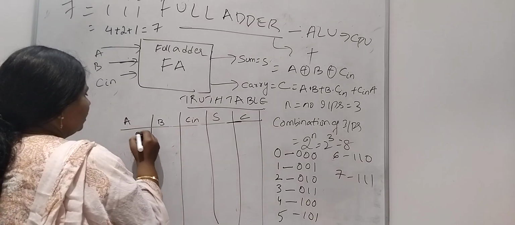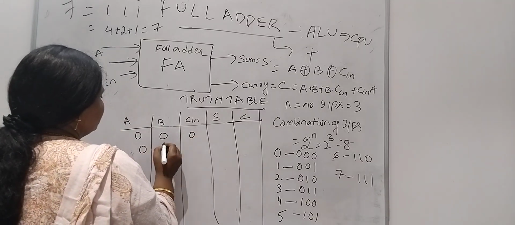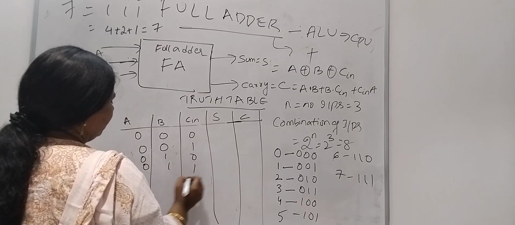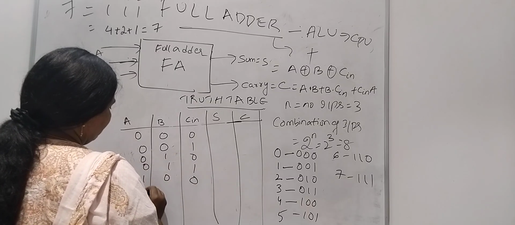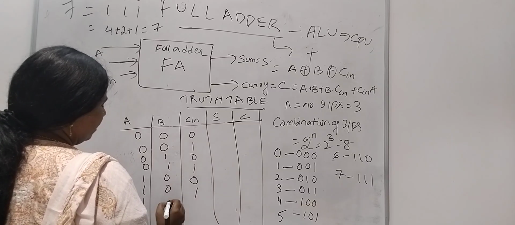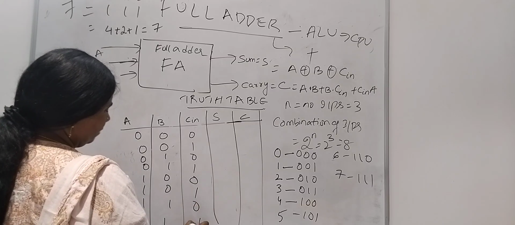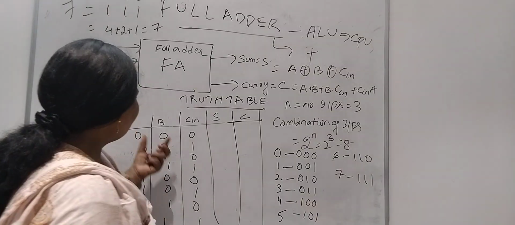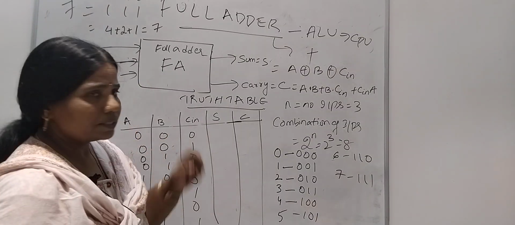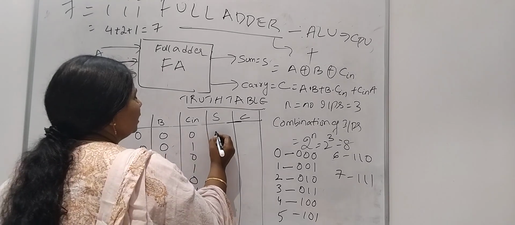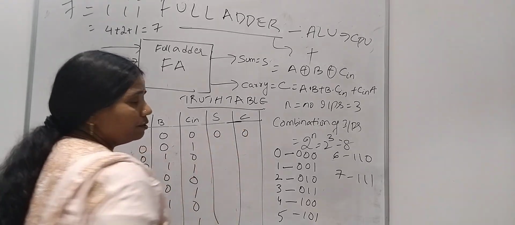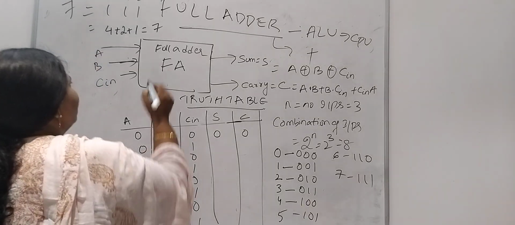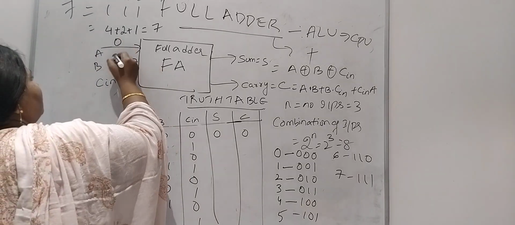So you write all the 8 combinations: 0 0 0, 0 0 1, 0 1 0, 0 1 1, 1 0 0, 1 0 1, 1 1 0, 1 1 1. So these are the 8 combinations which I have written there. If all zeros are there, remember that in the full adder, sum and carry you are going to get 0. Okay. So in the full adder, you are giving the input as 0, 0, 1.